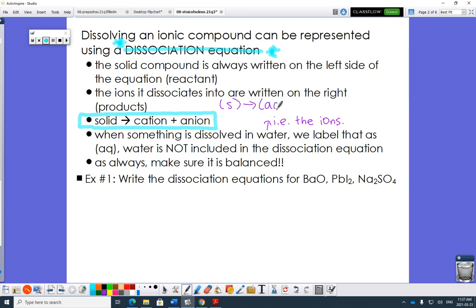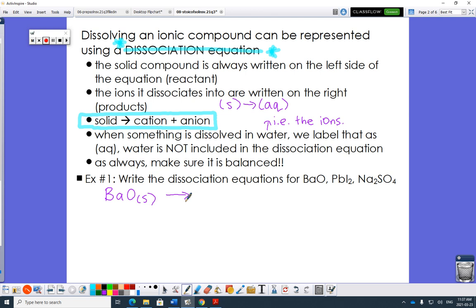You could even simplify it further: the solid always goes on the left or the reactant side, and the aqueous ions are going to be on the right or the product side. It's like we're saying this solid, we put it in water, what does it make? It makes ions, okay? So you could be asked just to write dissociation equations, not do any stoich yet. I'll give you the formula for the solid. It goes on the left. And then you're going to split it apart into ions.